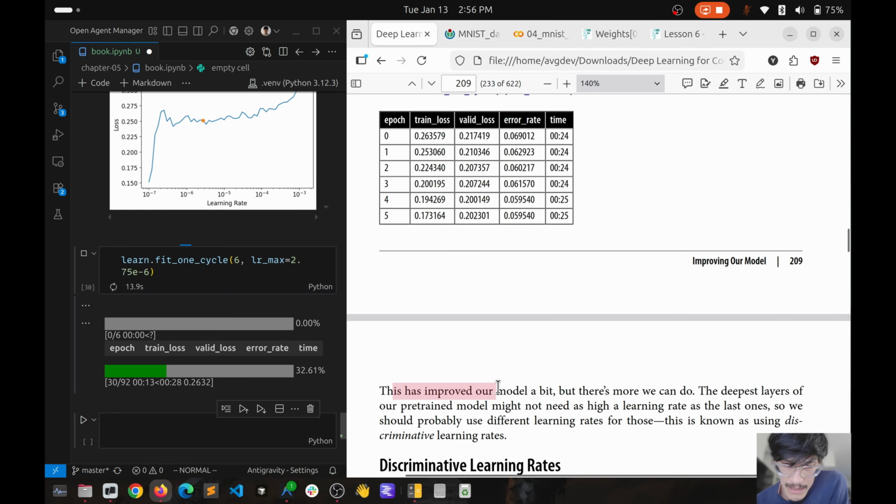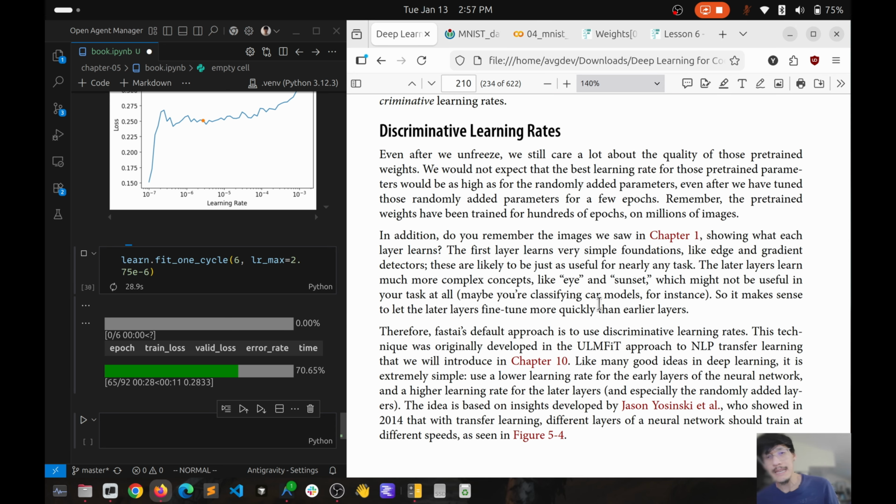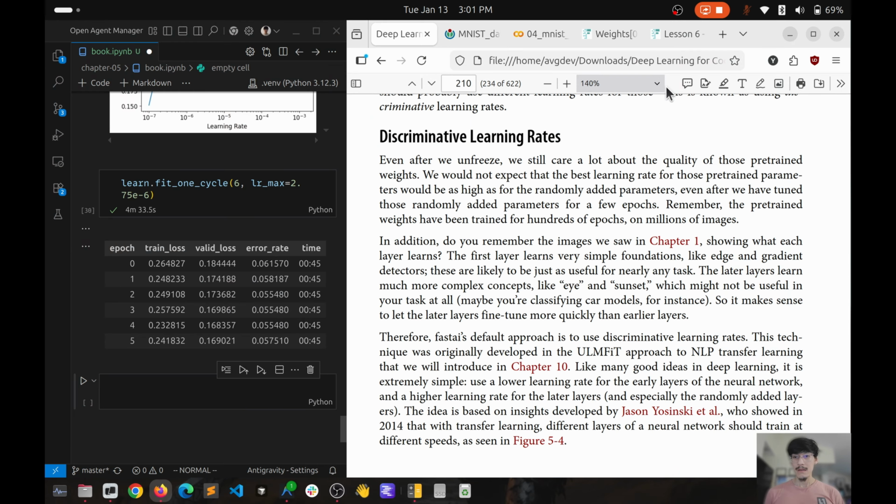This has improved our model a bit, but there's more we can do. The deepest layers of our pre-trained model might not need as high a learning rate as the last one, so we should probably use different learning rates for those. This is known as discriminative learning rates. Okay, let's read that after we finish training this, so I'll come back to it. Okay, so we basically got around the same result as the book, so good stuff.